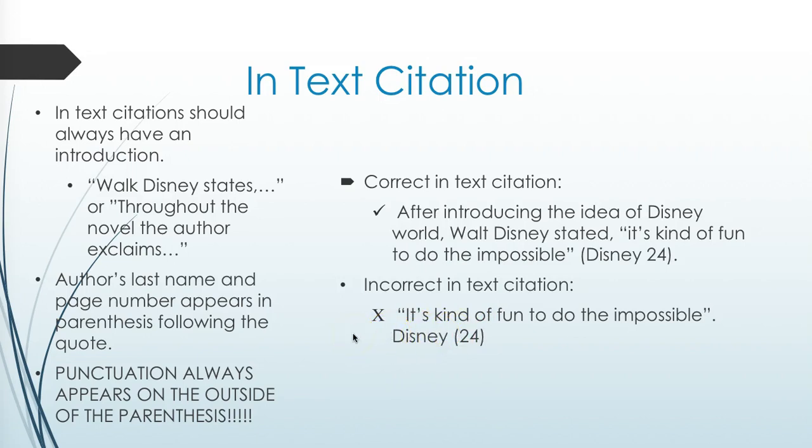Finally, and the most frequent mistake that I see with in-text citations is that the punctuation always appears outside of the parentheses. Back to the correct in-text citation, after the quote and the cite, I have the period. This closes the quotation, allowing you to explain further what the quote means. In the incorrect in-text citation, I have the period after the quote, which is closing off the quote, which is not allowing for the reader to know who said it and the page number.